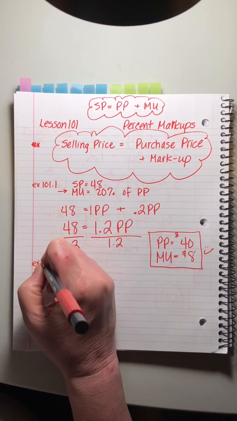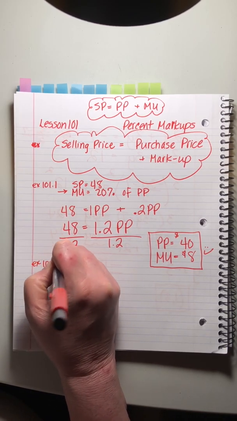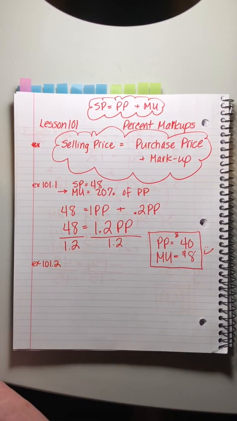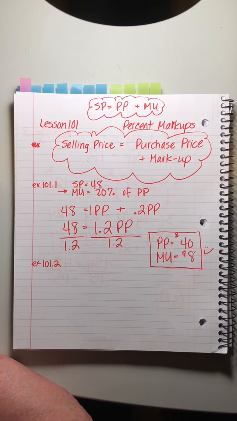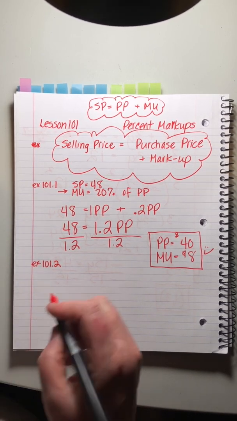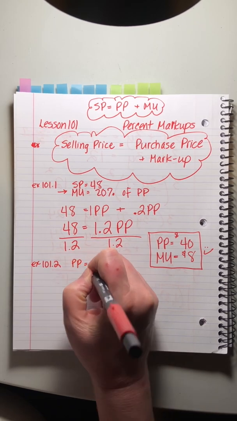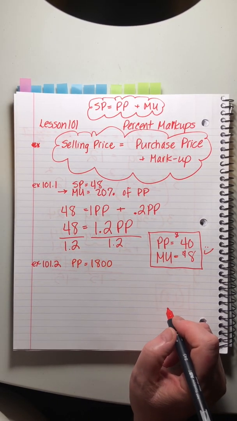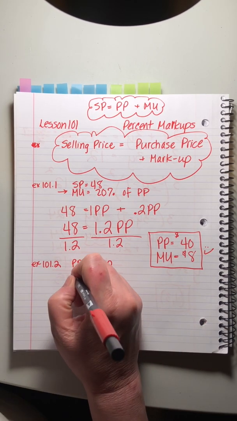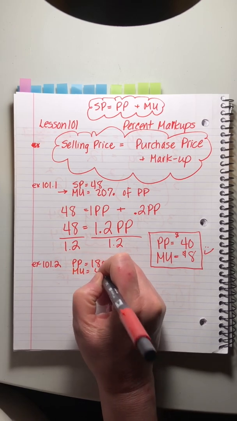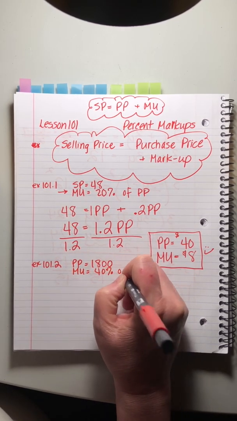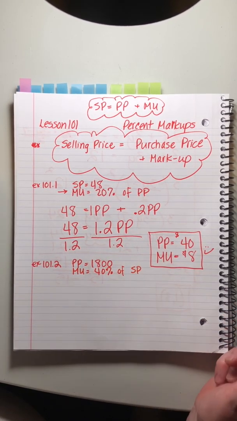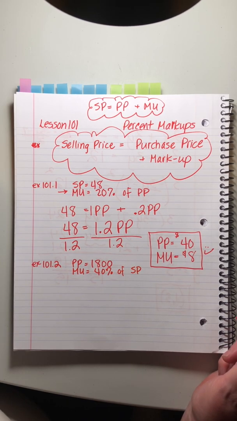Example, there's 3 problems in this lesson. 3 examples. 3 problems. Wouldn't that make your homework so much better? The purchase price of the item, $1,800. If the markup was 40% of the selling price, aha, so this time markup equals 40% of selling price. What was the selling price?